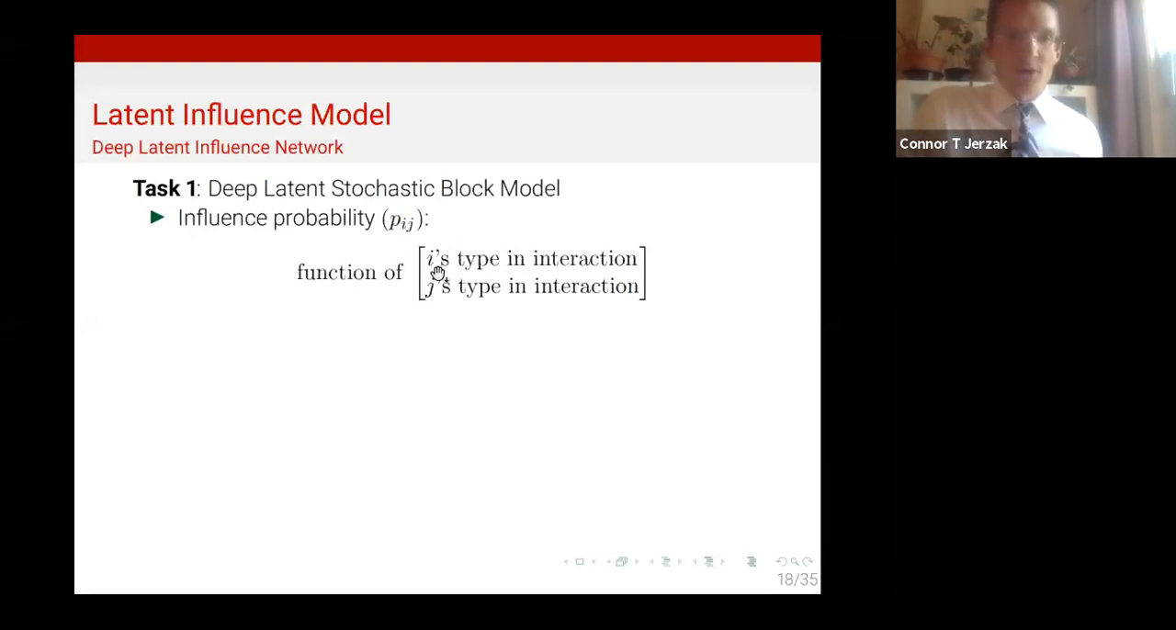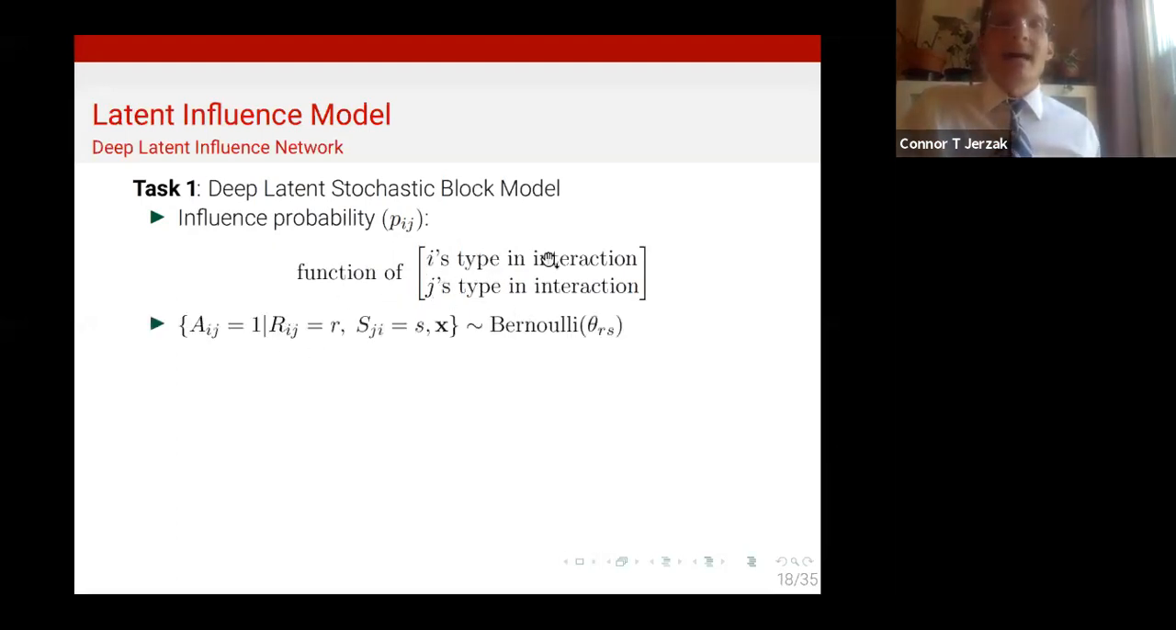So what we'll do here is we'll build a model for the probability that any particular person takes on any particular type using the covariates.